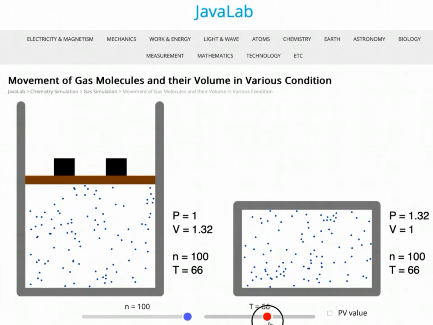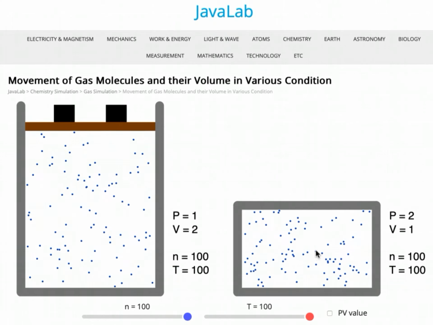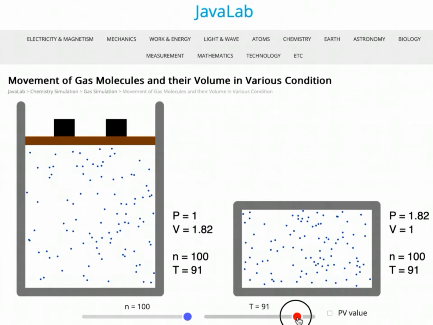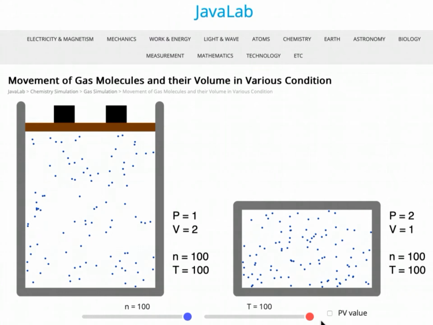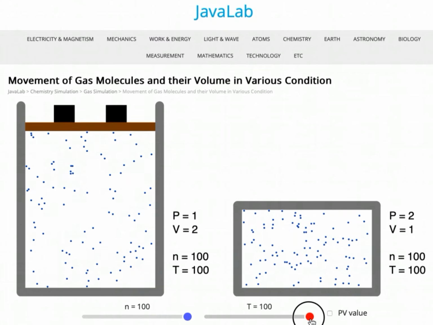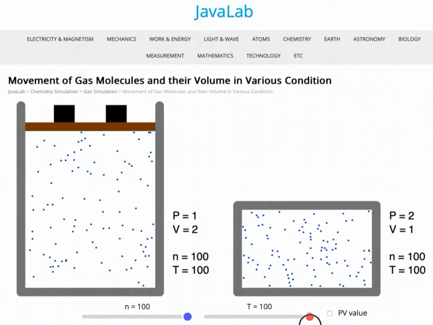If you keep the volume of a gas constant, then as you increase the temperature, the pressure has to increase. So that's the first case. If the volume is constant and you increase the temperature, pressure is going to increase. And also, if you keep the volume constant and you decrease the temperature, then that means that pressure is going to decrease. So that's the first case.